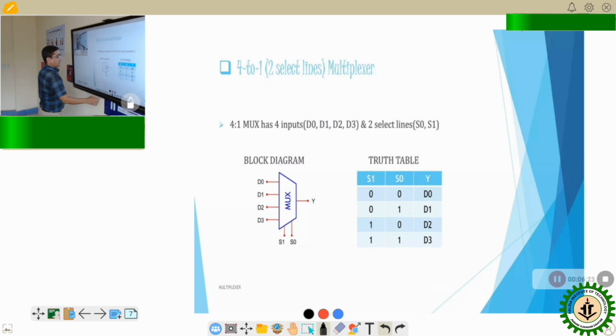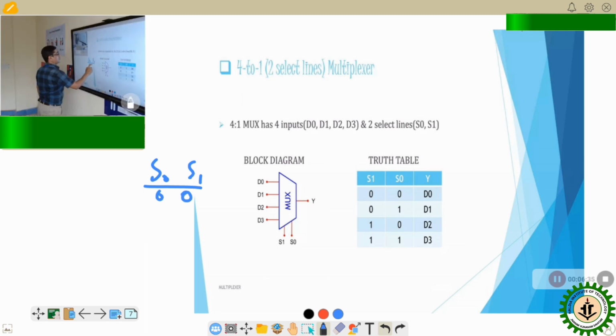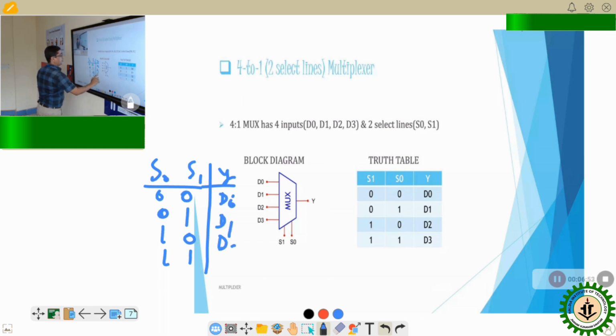Sum of product, we will get this one, that S0 and S1. These are the two inputs: 0 0, next 0 1, 1 0, and 1 1. So these are the inputs and the corresponding output will be Y. What is Y equal to? Y is equal to D0, D1, D2, and D3. So we will get the sum of product.